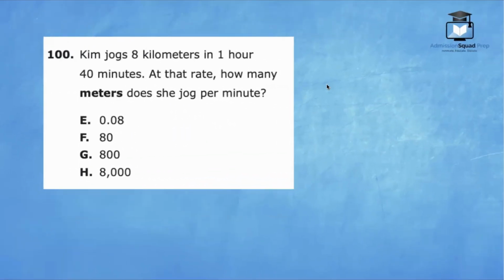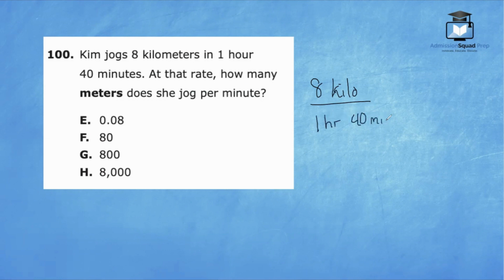Number 100. Kim jogs 8 kilometers in 1 hour, 40 minutes. At this rate, how many meters does she jog per minute? We need to convert the units here. So 8 kilometers is happening in 1 hour and 40 minutes. And our goal is to express this rate in meters per minute.